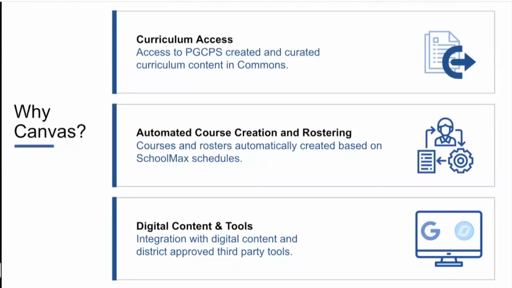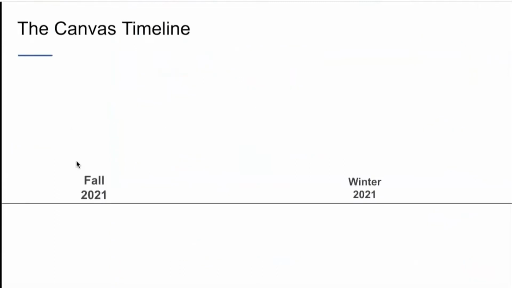Beyond the access to the curriculum resources and automatic course creation and rostering, Canvas also integrates with many of the tools that we use in our district that you may already be familiar with, such as Google, Nearpod, Pear Deck, and Kami. So if you're already using these tools, Canvas can integrate them seamlessly. Next year, many textbooks will also be available in Canvas. So let's talk a little bit about the timeline. You might be wondering, when and how will all of this happen? So we're just going to take a look at the rollout plan for Canvas in our district.